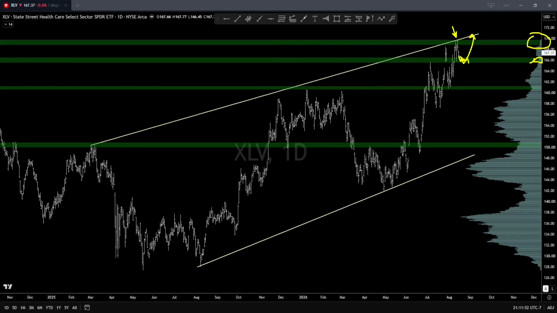But if it comes down and breaks this support, then we're looking for the possibility of coming back down to this 161 area to see where it finds support. So basically looking for a little bit of a bounce. Here's a high volume area. If it breaks this 161, then we could look for price to chop down to this lower trend line here, and that would bring it back down to somewhere around this 152, 150 area on the healthcare sector, the XLV.